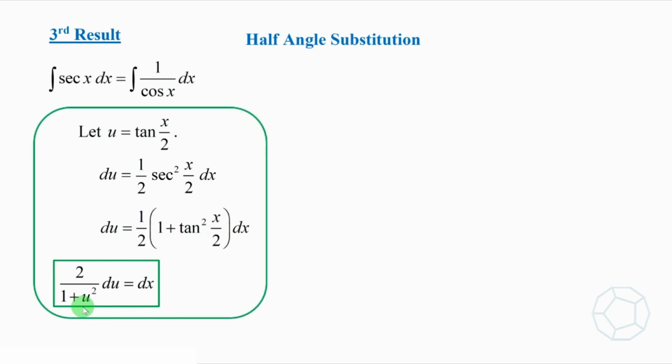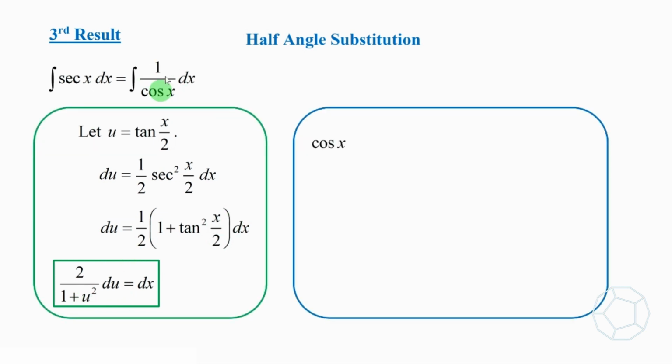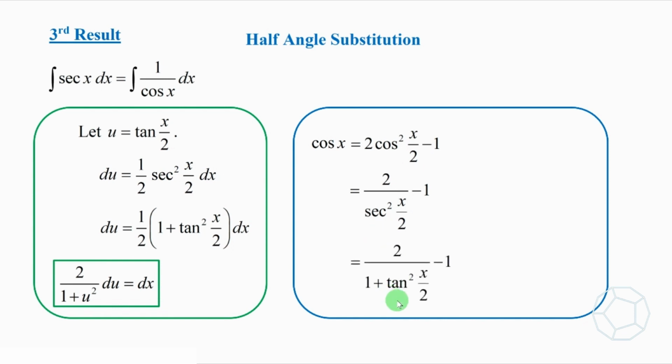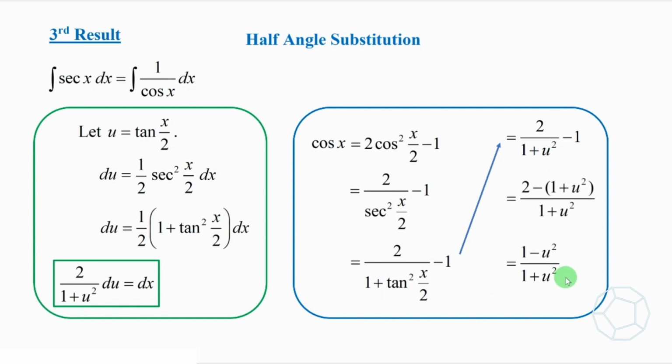Alright, the differential is ready. How about the integrand 1 over cosine x? We have to express it in terms of the half angle x over 2 as well. Because cosine x is equal to 2 cosine square x over 2 minus 1, change the term cosine square x over 2 to 1 over secant square x over 2. Again, we can use the square identity to relate it with tangent x over 2. So it's equal to 2 over 1 plus u squared minus 1. Combine the two terms together, we get 1 minus u squared over 1 plus u squared.